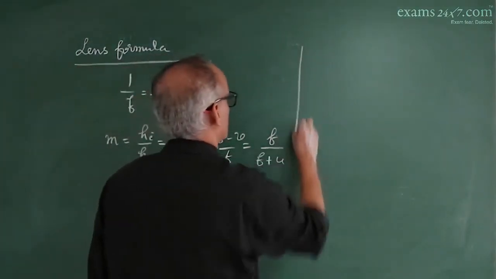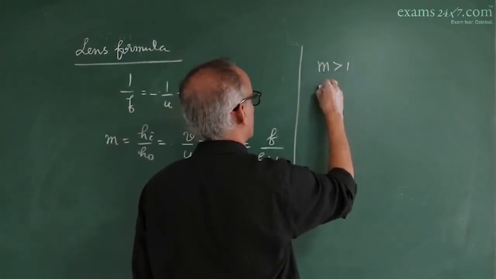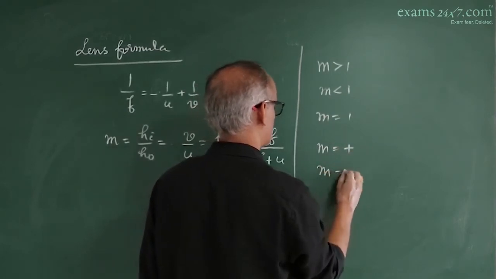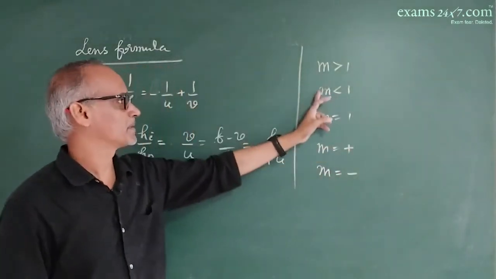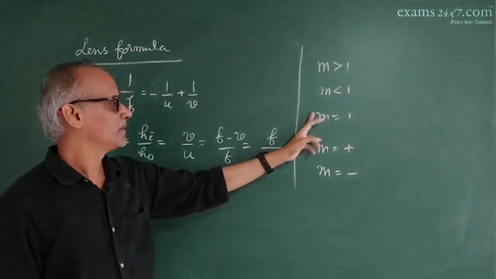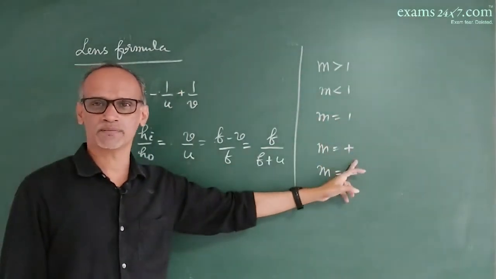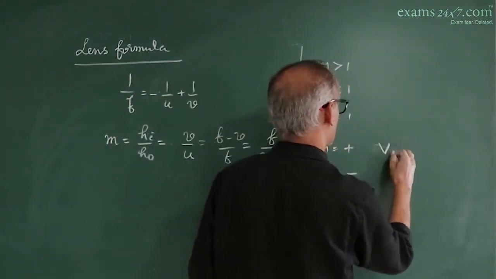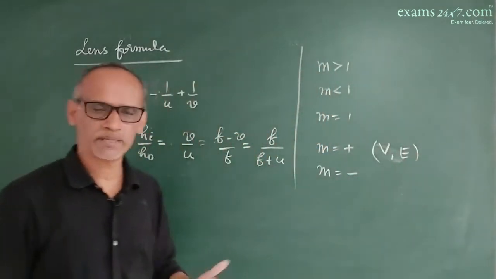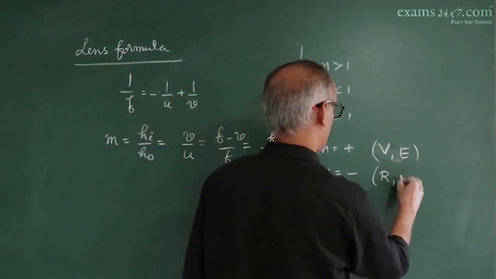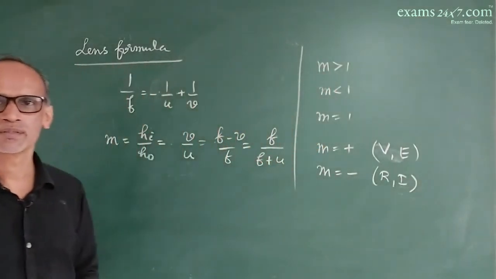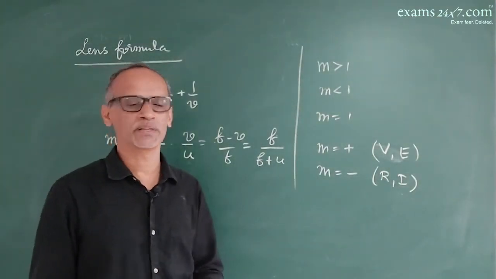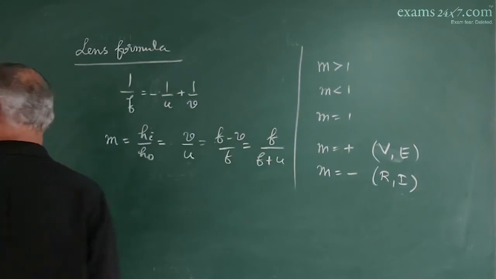And the nature remains the same, that is m greater than 1, m lesser than 1, m equal to 1, m positive and m negative. M greater than 1, enlarged image; m lesser than 1, diminished image; m equal to 1, image of the same size; m positive, it's virtual and erect; m negative means it's real and inverted. So this is how we can make use of these formulas. So very important. There are again a lot of numericals based on these equations.